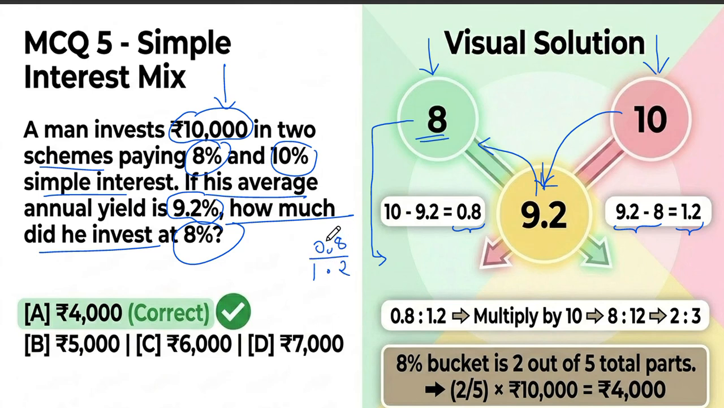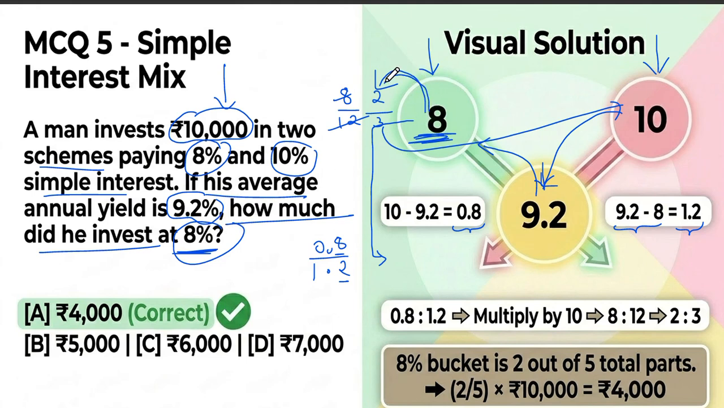In both numbers, one digit is there after the decimal, so we will remove the decimal. So the ratio is 8 upon 12. If we cancel by 4, 4 twos are 8 and 4 threes are 12. So the ratio is 2 by 3. Okay. So we are interested in this 8%. 8% means the left hand side. What is the part of 8%? 2. This 3 is the part of 10%. Okay. So we want to find how much he invested at 8%.